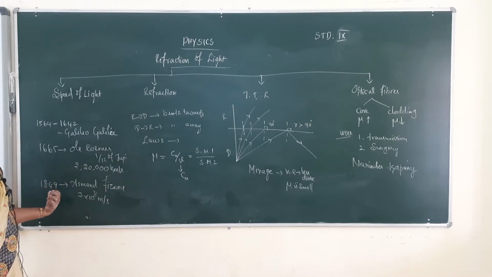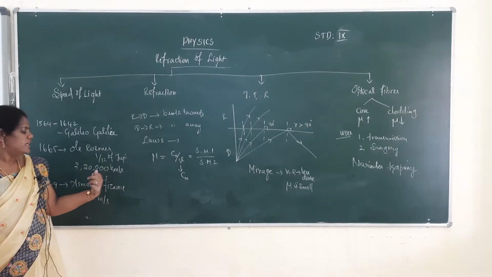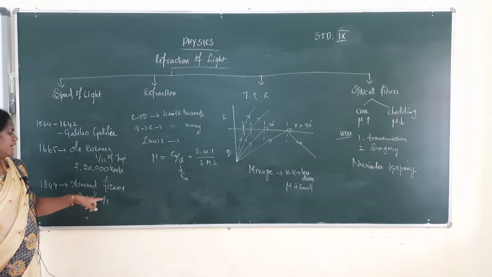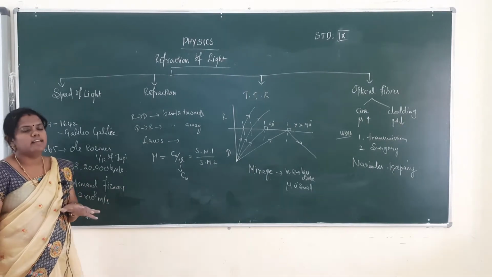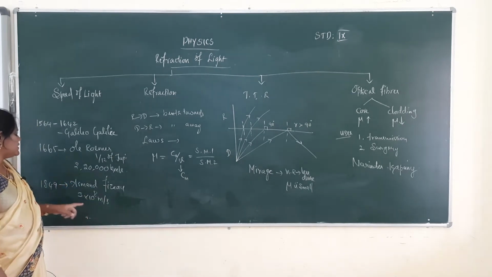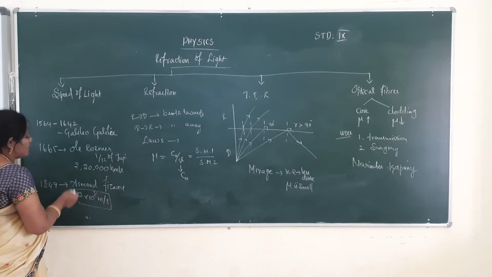Next, in 1849 Fizeau analyzed the speed of the light and gave the value 3 into 10 power 8 meter per second. So the speed of the light has a value of 3 into 10 power 8, that is the final value given by Fizeau.